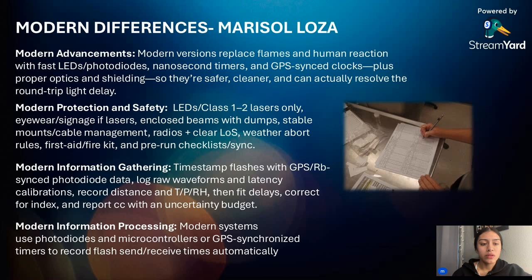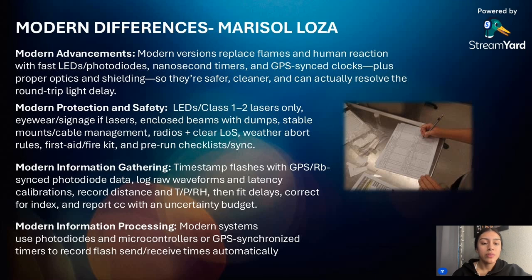Modern differences. Some modern advancements. Modern versions replace flames and human reaction with fast LEDs, nanosecond timers, and GPS-synced clocks, plus proper optics and shielding, so they're safer, cleaner, and can actually resolve the round-trip light delay. Modern protection. LEDs, class 1 and 2 lasers only, eyewear, enclosed beams with dumps, stable mounts, cable management, radios, clear line of sight, weather abort rules, first aid kit, and pre-run checklists.